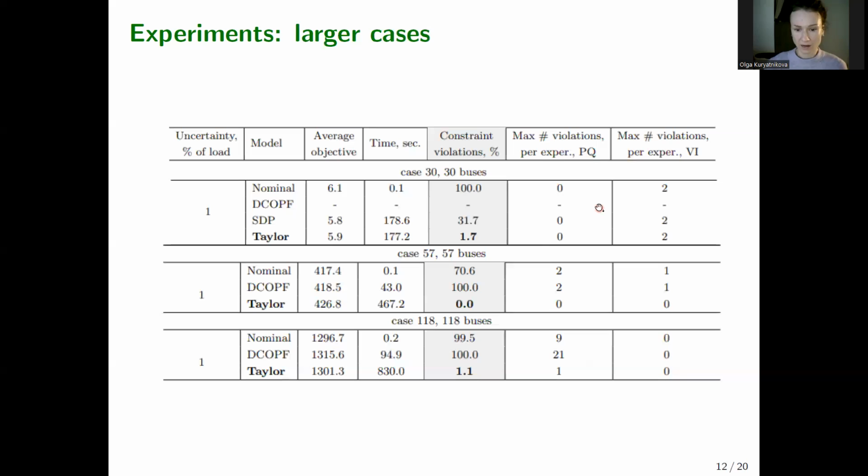Now we can look at a bit higher cases. So for our approach, we can look at the case with 30 buses, 57, and 118 buses. When we have more buses, we also can go for less uncertainty because it accumulates. For each bus, you have 1% of uncertainty for each bus with demand.